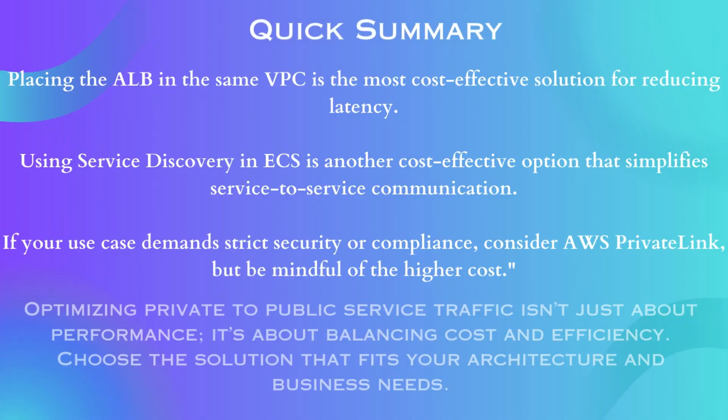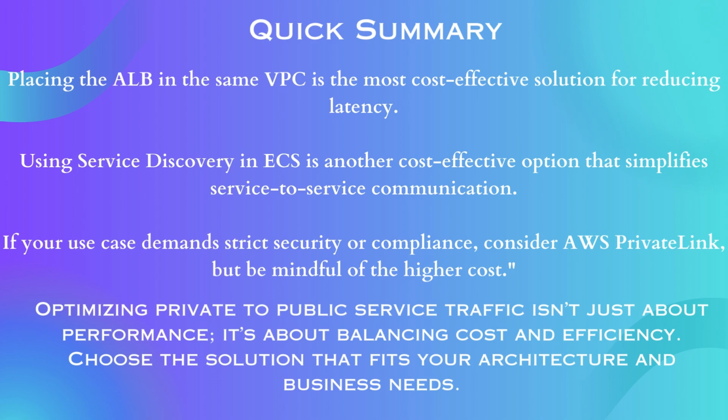Quick summary: placing the ALB in the same VPC is the most cost-effective solution for reducing latency. Using service discovery in ECS is another cost-effective option to simplify service-to-service communication. If your use case demands strict compliance or security, consider using AWS PrivateLink, but be mindful of the higher cost. Optimizing private to public service traffic isn't just about performance, it's about balancing cost and efficiency. Choose the solution that fits your architecture and business needs.